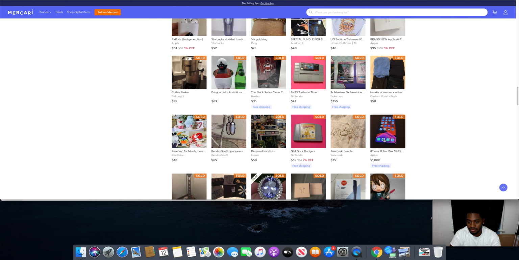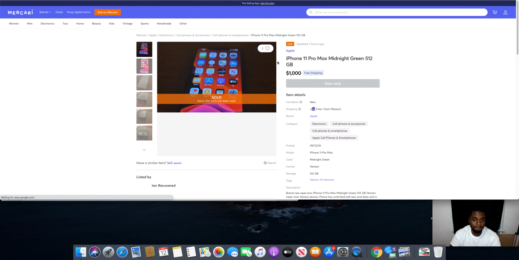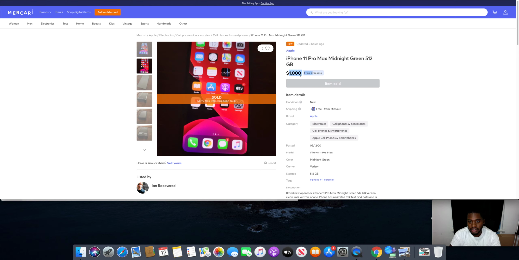We see we got a nice little big ticket item right here for $1,000. So we see this is selling. This sold for $1,000, 512 gigabyte. So we just know, all right, we're going to look out for that right there. We got to keep in mind the fees. So fees right out the gate would be 100. And so basically, let's say like 800, probably like $890 or whatever is what we're going to walk away with from this.